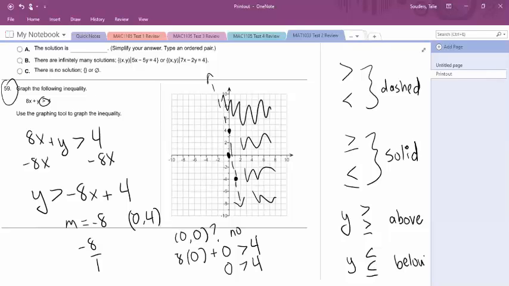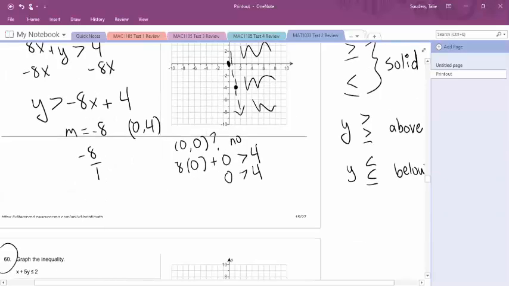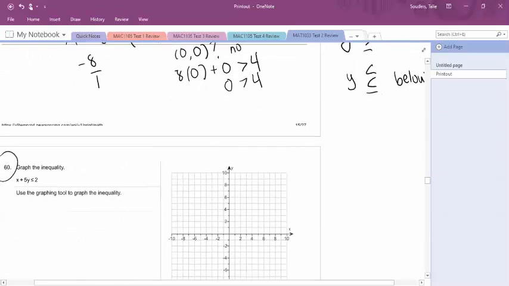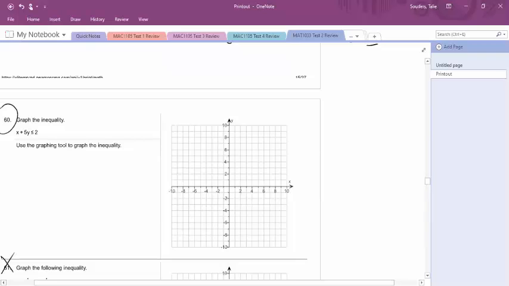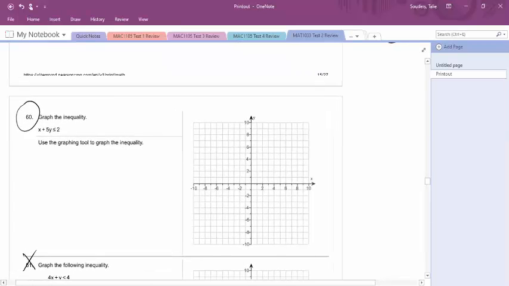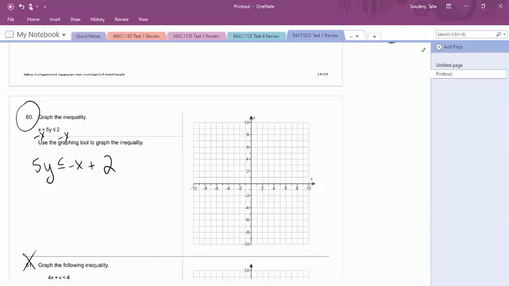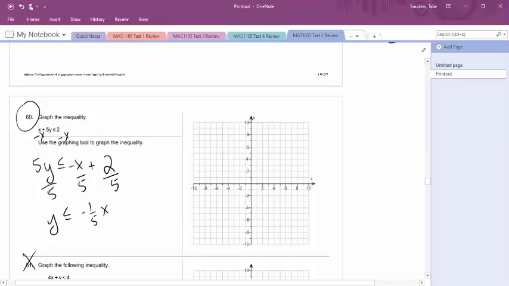Okay, so let's just try a couple more here. Let's look at number 60. So what would we actually have to subtract? X from both sides. Good. Okay. And then? Divide by 5. So this one might get a little bit messy, but that's okay. So we get y is less than or equal to negative 1/5 x plus 2/5.